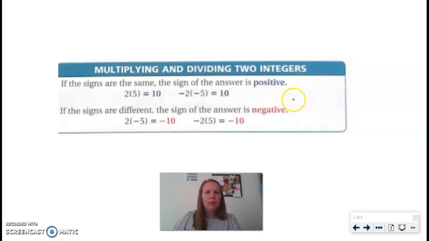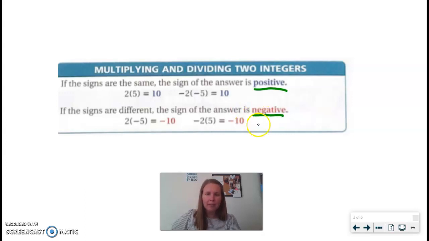So if the signs are the same, the sign of the answer is positive. If they're both positive and you solve them out, it's still going to be positive. If they're both negative, basically what ends up happening is they cancel each other out and it becomes positive. Whether it is dividing or multiplying, the same rule applies, okay? If the signs are different, the sign of the answer is negative.